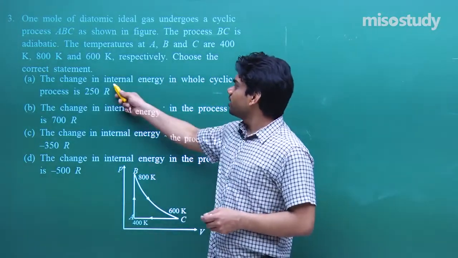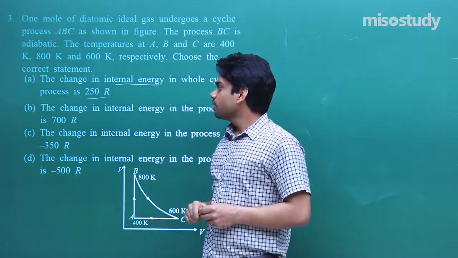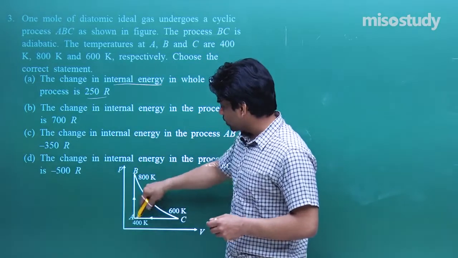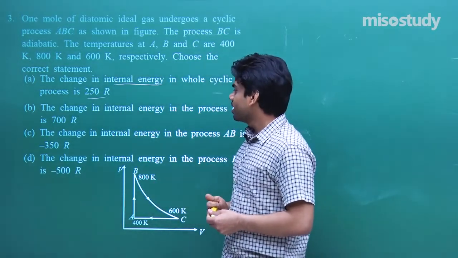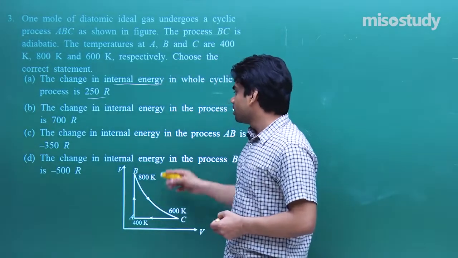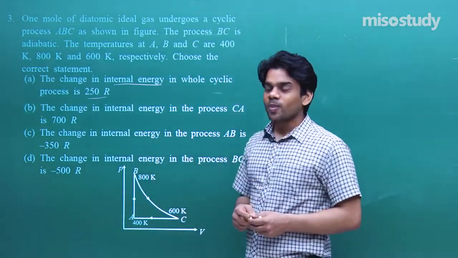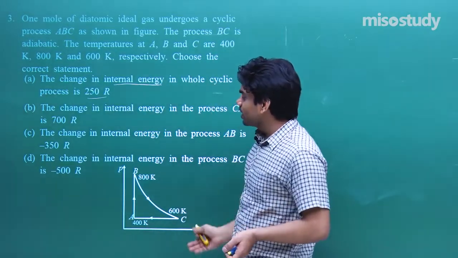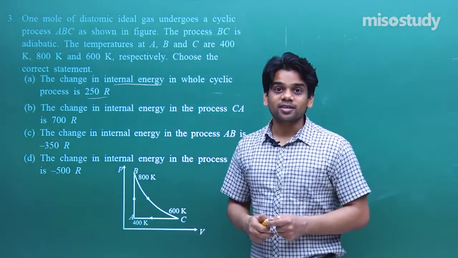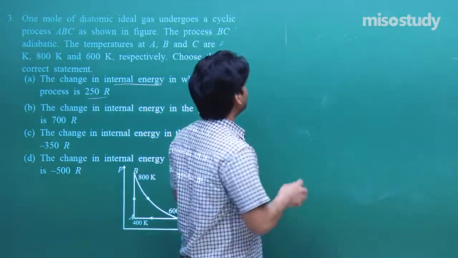The change in internal energy in whole cyclic process is 250 R. The change in internal energy in the process CA is 700 R, in process C to A is 700 R. The change in internal energy in the process A to B is minus 350 R. The change in internal energy in the process B to C is minus 500 R. So, 4 options we are required as per the given option to calculate the change in internal energy for each of the process.